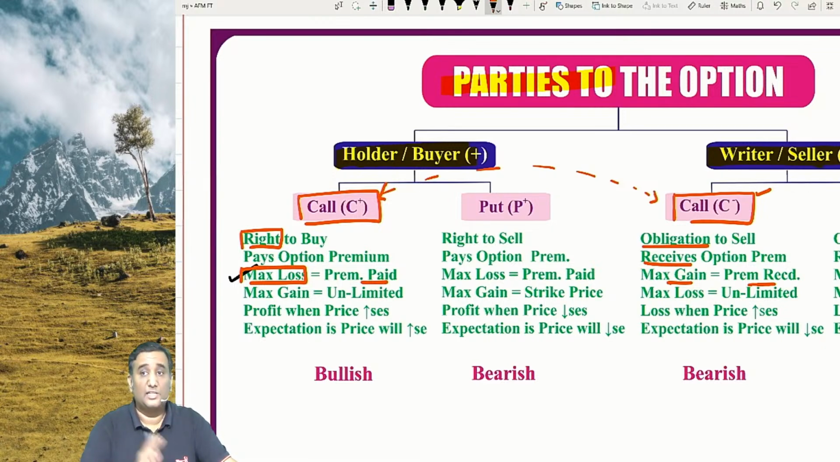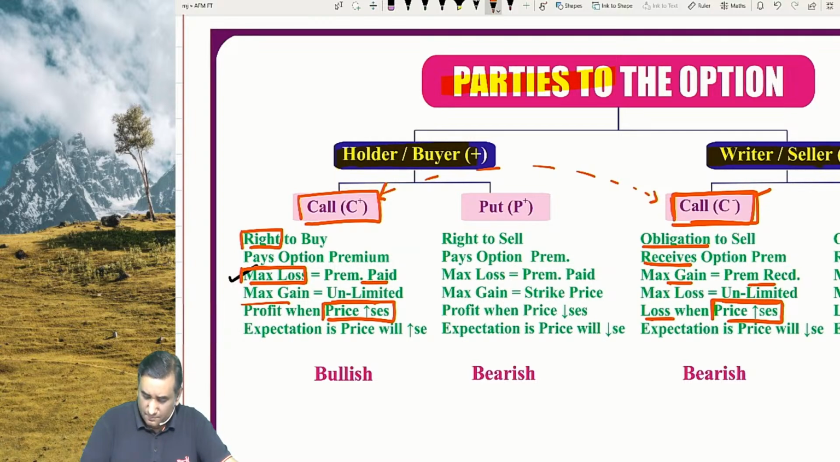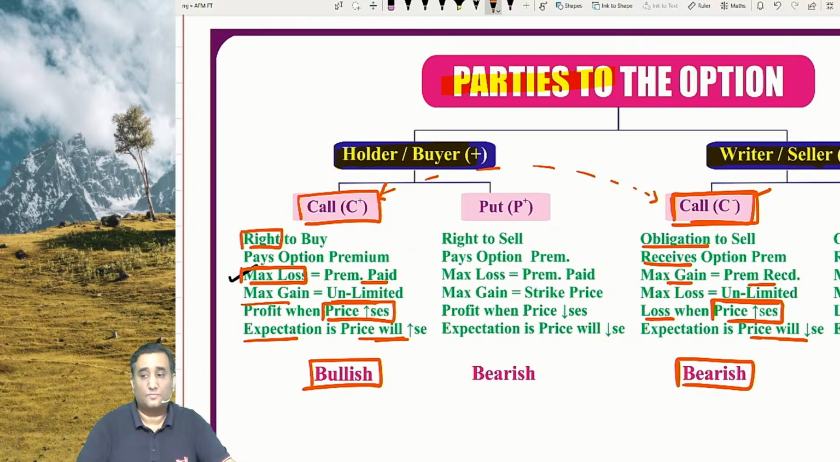Only exception is if the price moves unexpectedly up and down. So out of 12 months could be a possibility 11 months writer ends up making money. There could be very, very high chance. The holder only pays a premium, keeps paying token money and token money goes. Maximum gain is unlimited, maximum loss is unlimited. Profit when price increases, his loss when price increases. Expectation price increase, expectation price decrease. We call him as a bullish, bearish. Call writer is a bearish.